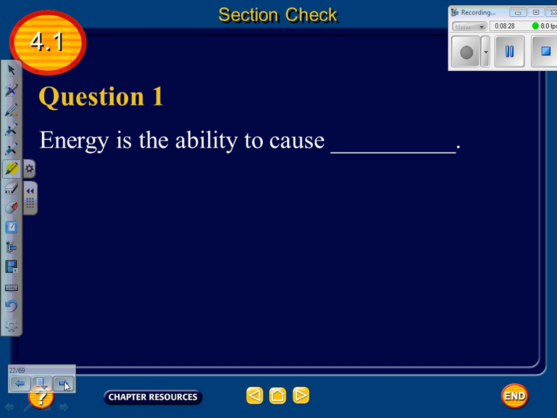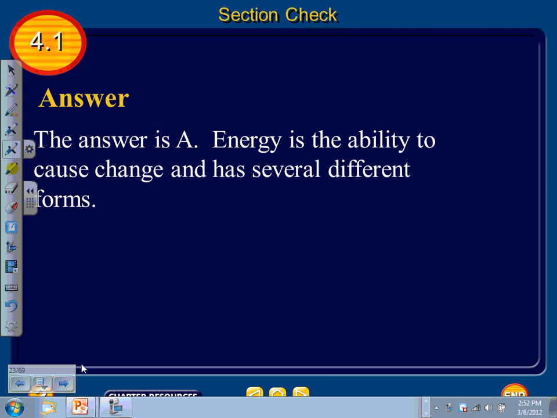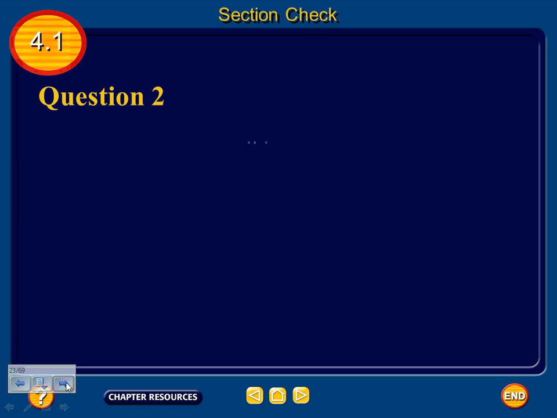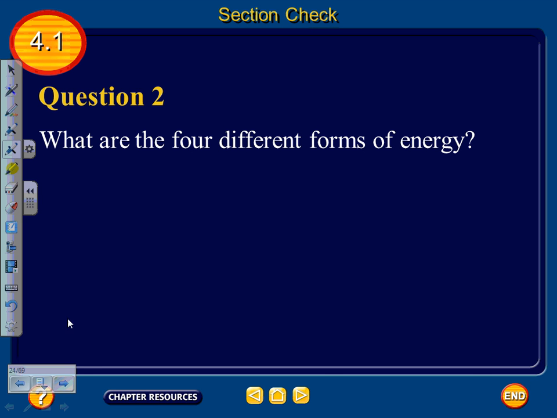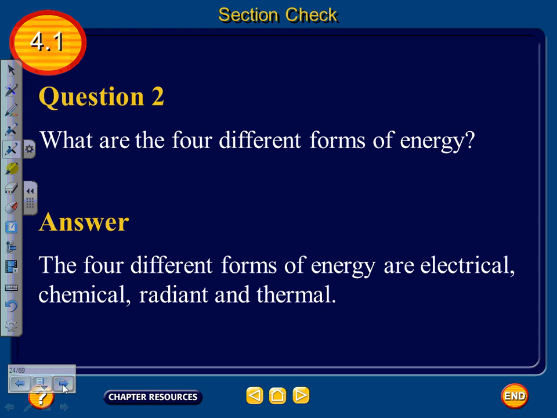Energy is the ability to cause, and the choices are change, heat, motion, or work. And the answer should be change. Energy is the ability to cause change and has several different forms. Question 2, what are the 4 different forms of energy? And they are electrical, chemical, radiant, and thermal.